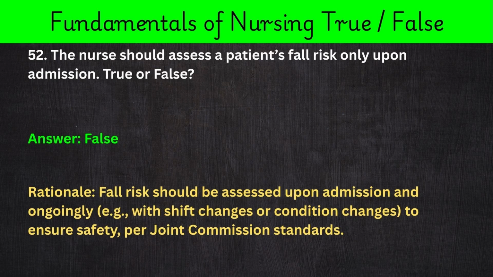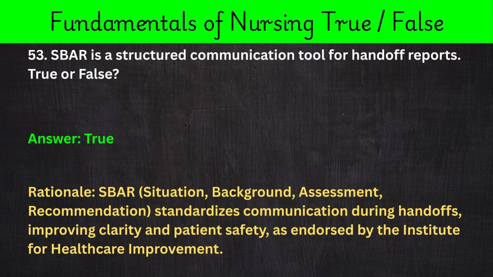True or false? Answer. False. Rationale. Fall risk should be assessed upon admission and ongoingly, e.g., with shift changes or condition changes, to ensure safety, per Joint Commission standards. 53. SBAR is a structured communication tool for handoff reports.